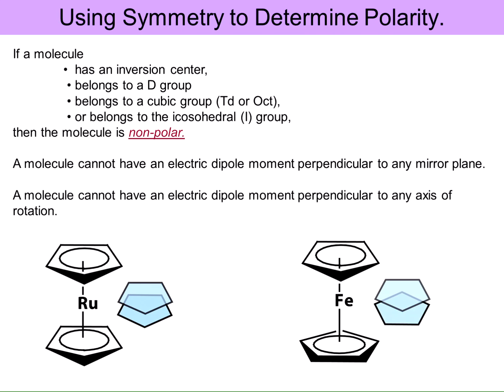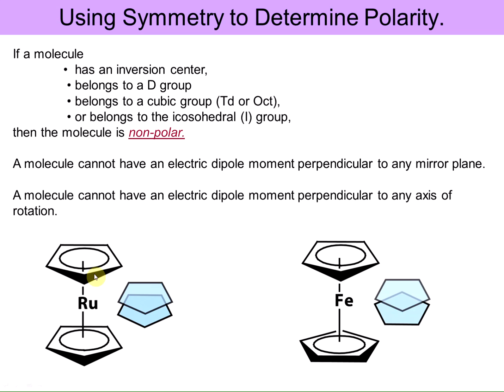Now we can also use symmetry to determine whether or not a molecule is polar. If a molecule has an inversion center, belongs to a D group, or belongs to a cubic group, so that means either a tetrahedral or an octahedral group, or to the icosahedral group, something that has a lot of symmetry, that molecule is going to be nonpolar. A molecule cannot have an electric dipole moment perpendicular to any mirror plane, because a mirror plane would cause the vector of that dipole moment to be reflected on the other side, so those vectors would cancel each other out, so you don't have any net dipole.